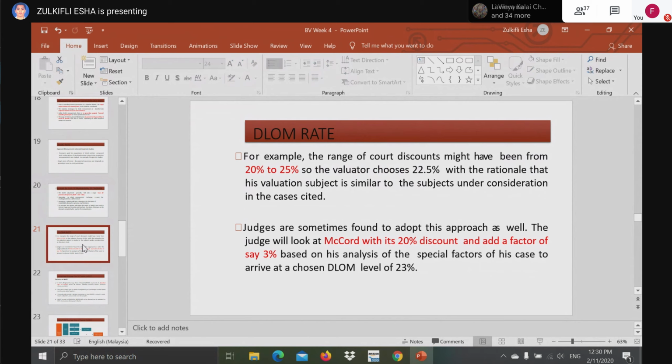So for example, the range of court cases might have been from 20 to 25%, so that the valuator chooses 22.5% with the rationale that his valuation subject is similar to the subject under consideration in the case cited. So you may want to give some reason lah. Let's say if you choose 22.5%, you may need to give some evidence on why the rate is chosen for your case.